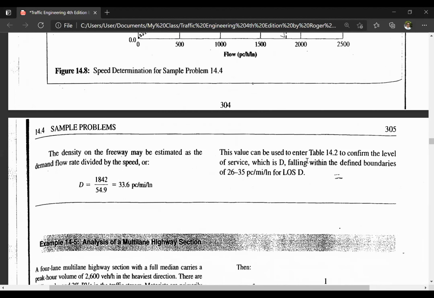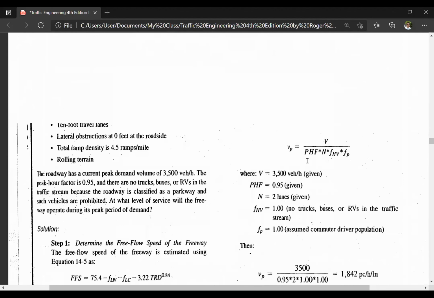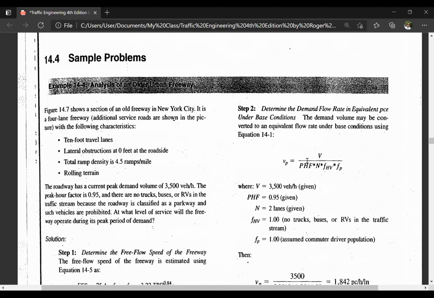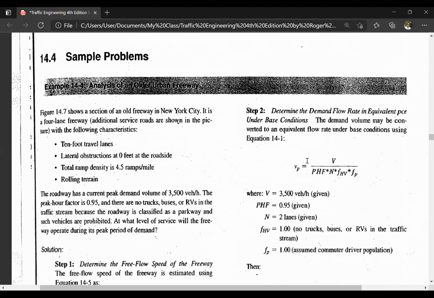14.5, okay. No, it's not just 14.5, about the great impact. Let's start with the sample problem 14.4. Okay, this one is easy.